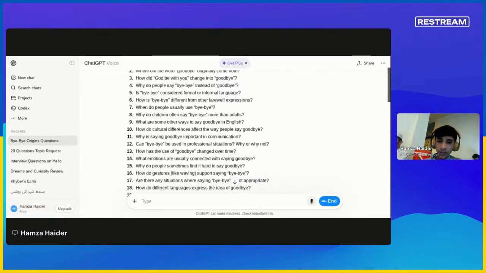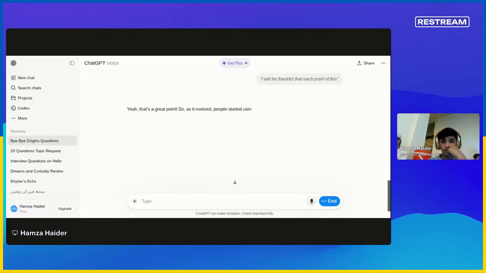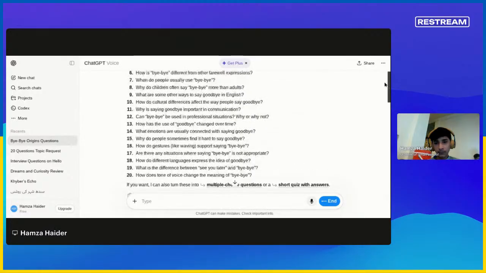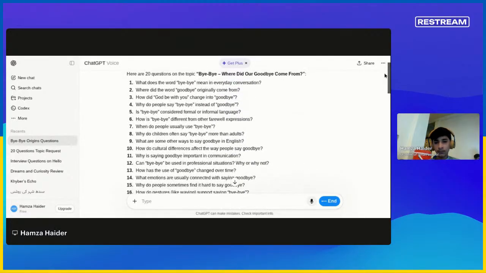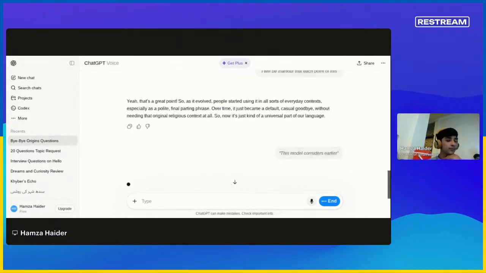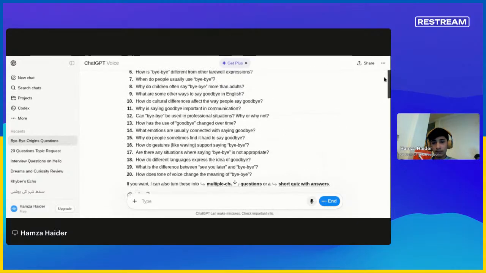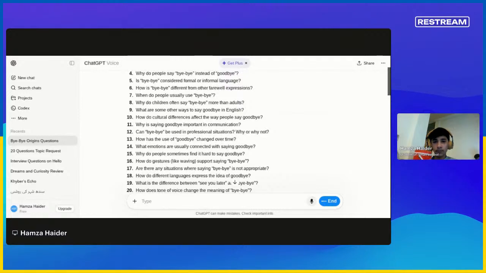Why do people say bye-bye instead of goodbye? Religious context at all. So now it's just kind of a universal part of our language. Is bye-bye considered formal or informal language? Exactly. So even though it started as a formal blessing, it kind of shed its original weight. So is bye-bye different from other verbal expressions?